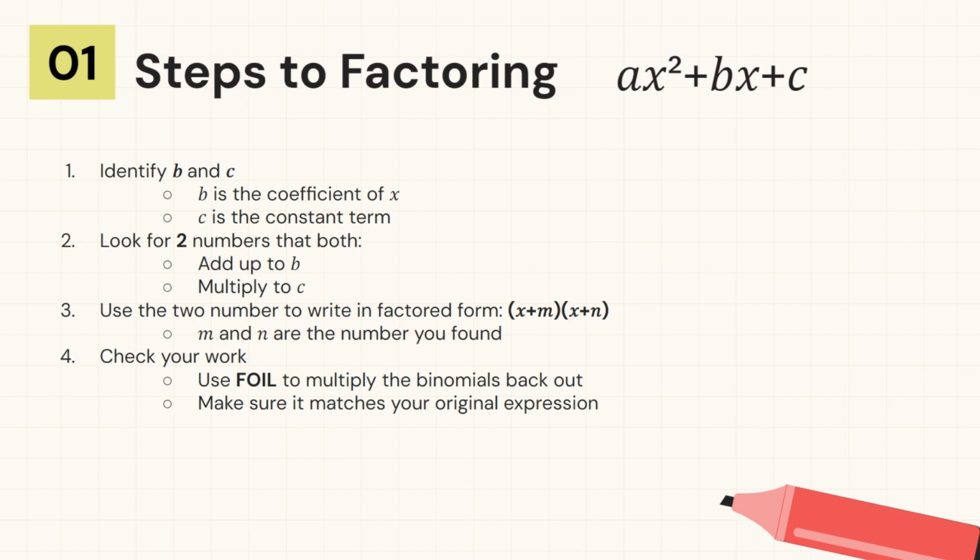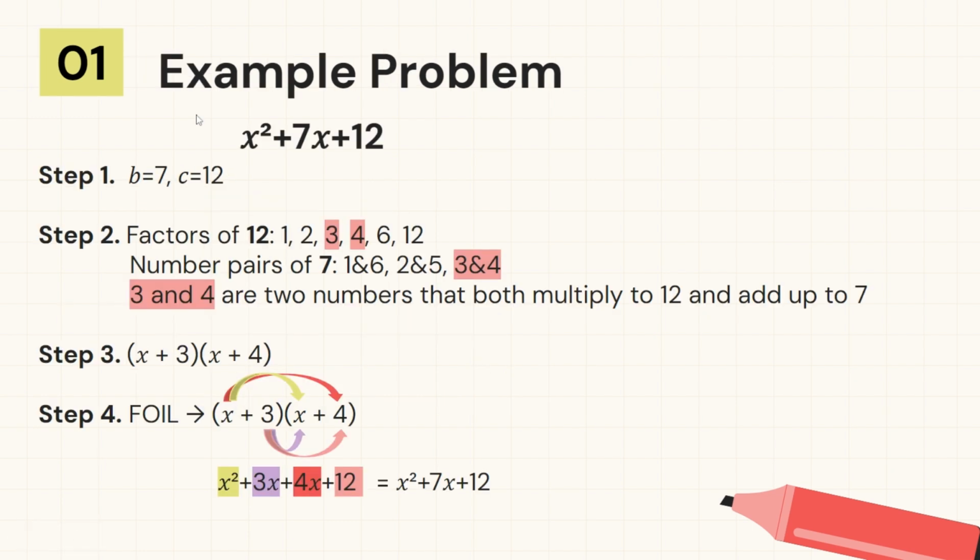Check your work. Use FOIL to multiply the binomials back out. Make sure it matches your original expression. Example problem: x squared plus 7x plus 12.